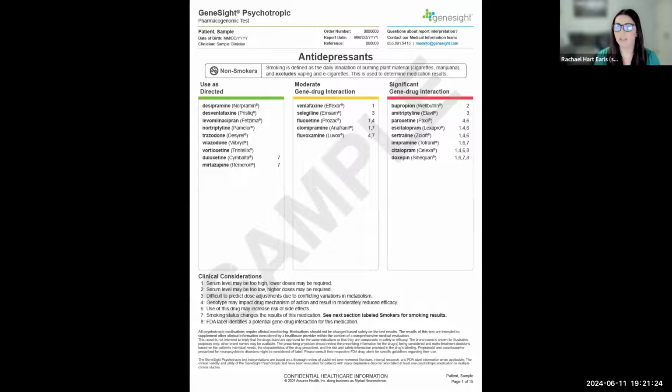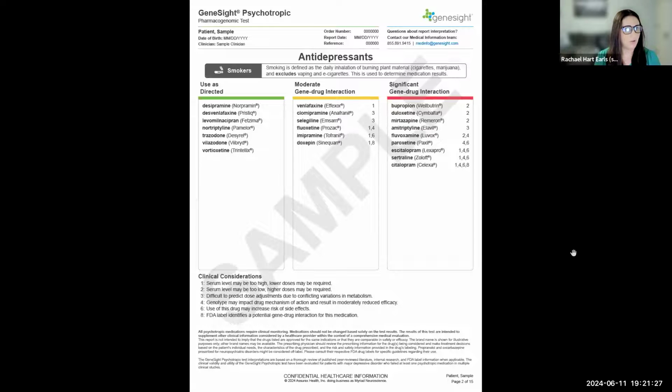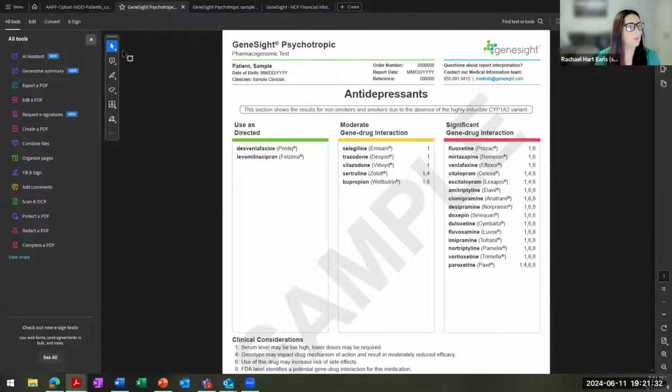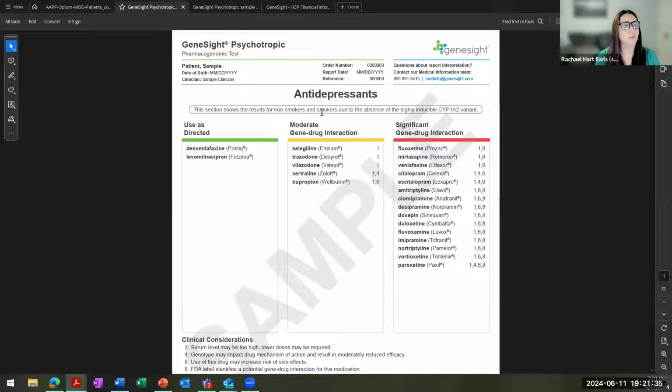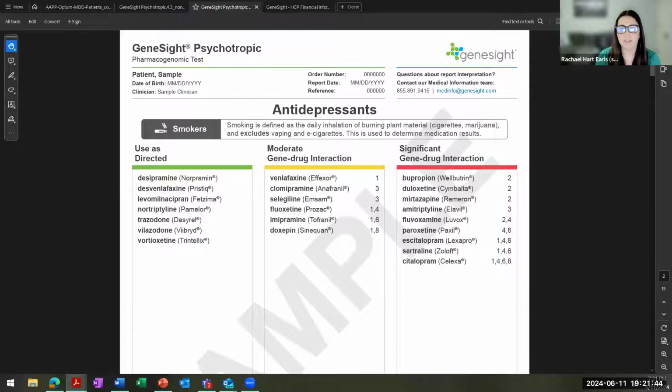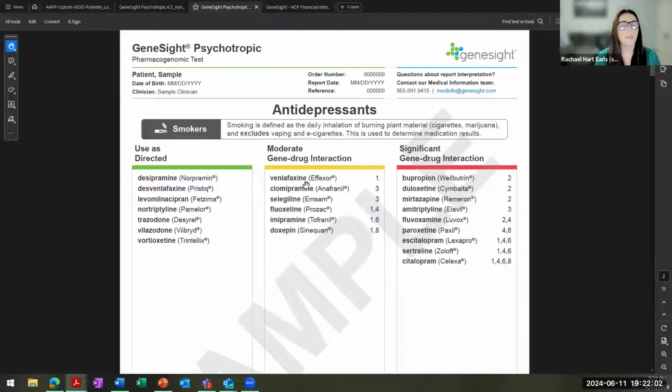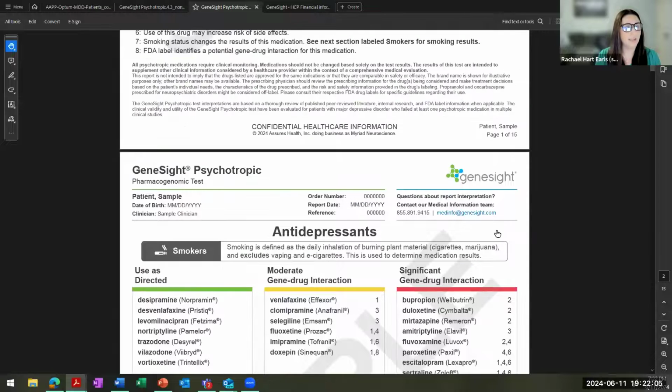If your patient does not have the inducible version of the gene, I am going to show you what your report will look like. It will look like this. It will tell you that this section shows the results for non-smokers and smokers because they don't have this highly inducible variant. But more likely than not, you will see the version that looks like this because this variant is so common. So this update highlights how smoking and environmental factors can actually affect the metabolism of certain medications, and how knowing your patient's smoking status is integral to prescribing medications, because you will see that the binning looks different on the smoking and non-smoking pages.